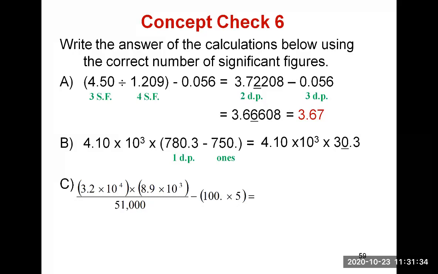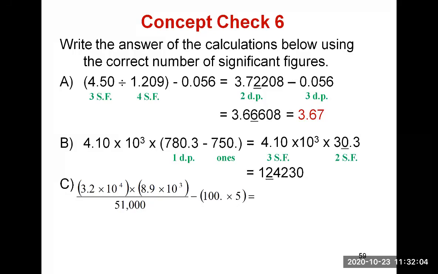And because it needs to be rounded to the ones place, that means we round at the place of the 0 here. But now we are doing a multiplication, and the rule changes, and it's the number of significant figures that matter. And so 30.3 here has 2 sig figs, and 4.10 has 3 sig figs. So we need to keep 2 sig figs.